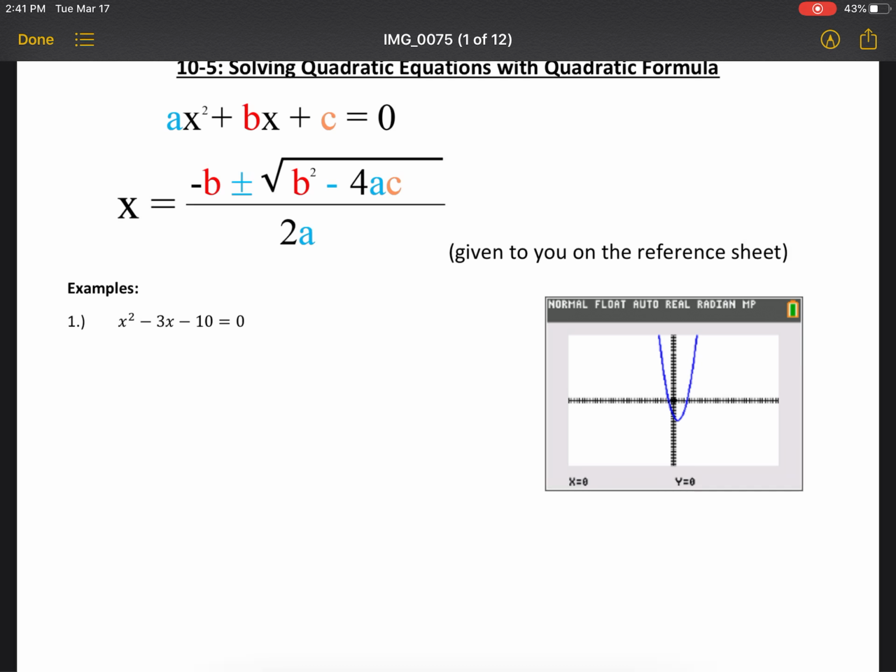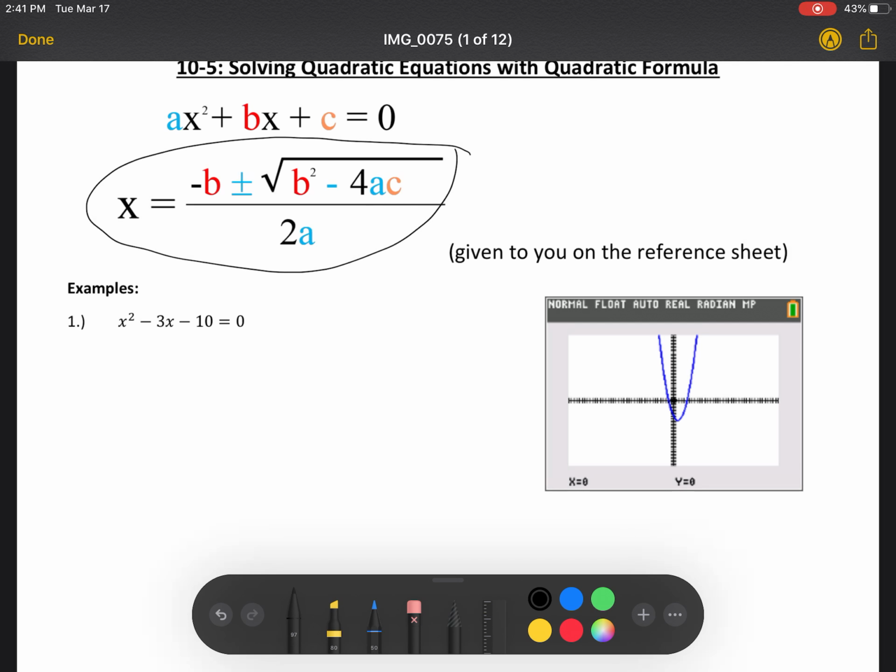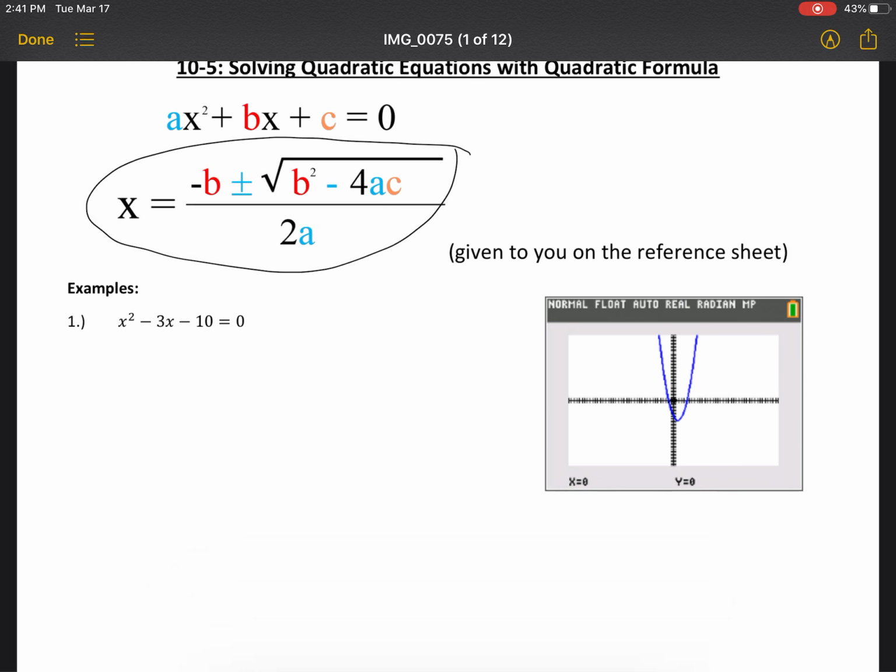This is the video for 10-5, solving quadratics with the quadratic formula. Nice thing about the quadratic formula, it is given to you on your reference sheet, so it's not something you have to memorize. It'll just be there for you. Another nice thing about it is you can use the quadratic formula with any quadratic you want. So if you ever got to an exam question and you weren't sure which method to use to solve that quadratic, you could always resort to using this formula.